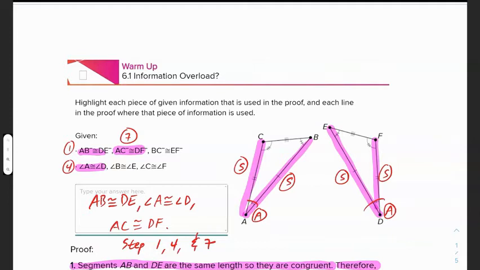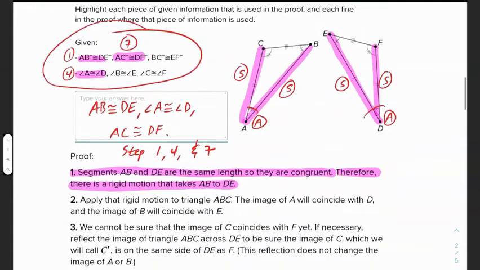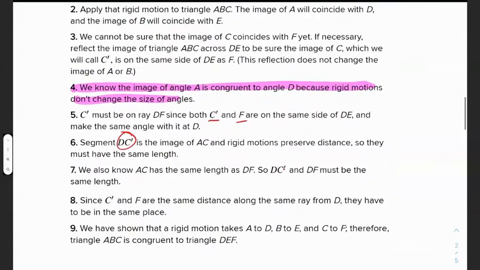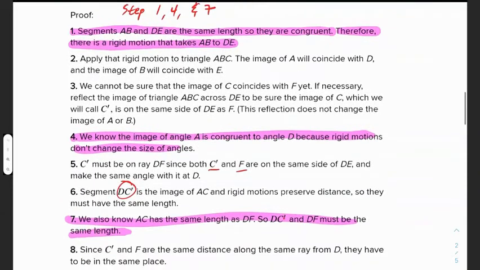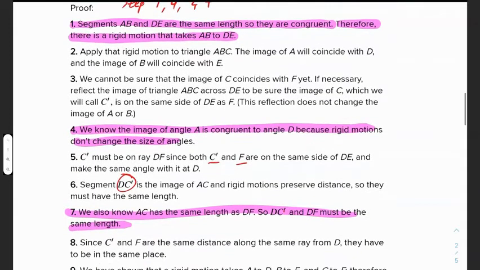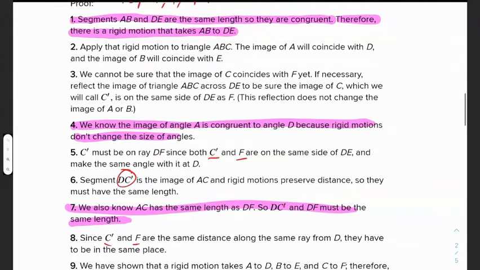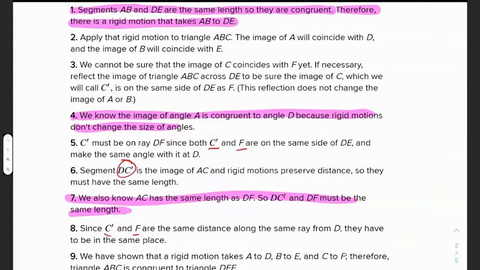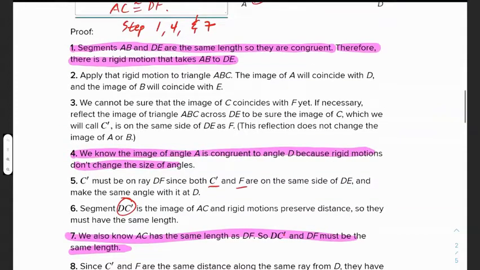Okay, and when it comes to proofs, you can only work with what they give you. This is the only pieces they gave you. Every other step in this proof is dealing with things they did not give us. So they only gave us enough information for 1, 4, and 7. And I know that because just glancing at 8, they're still talking about C prime and F. We don't know anything about the points. Same thing with mapping from point to point. They didn't give us any mapping information. They only gave us what I highlighted.